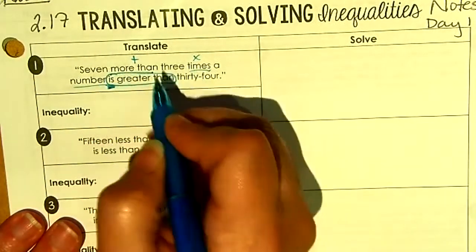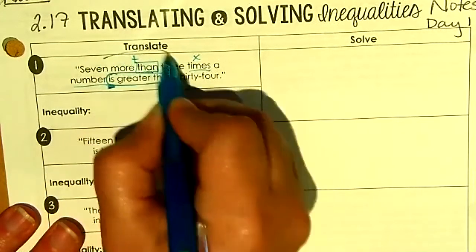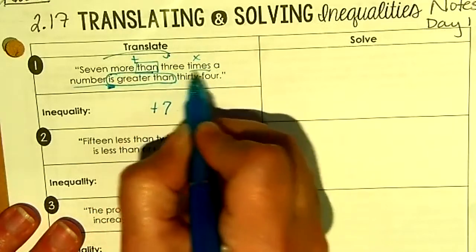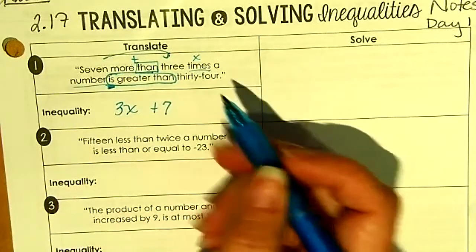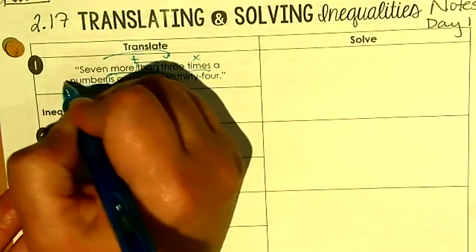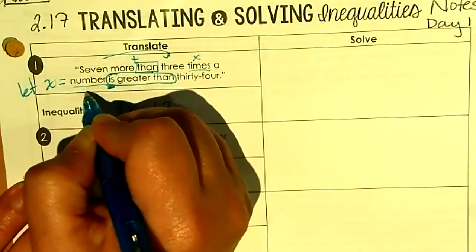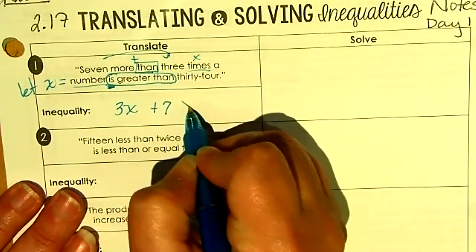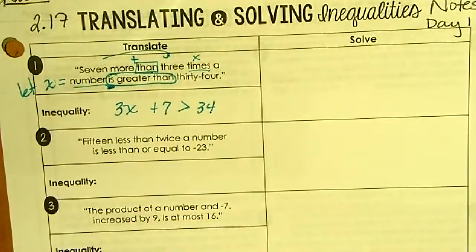So I have 7 more than. The word than, remember, that tells me I've got to flip the order. So it's going to be plus 7. 3 times a number, so that's going to be 3x or 3n. Okay. So I'm going to let x represent the number. So I'm going to have 3x plus 7 is greater than 34. There's my inequality, and now we solve it.